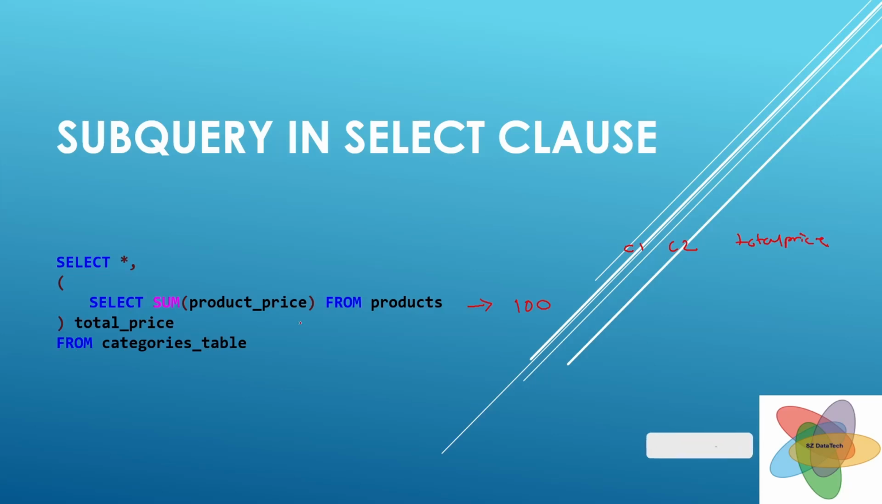If there are 10 categories, then we may get those categories like this, with their names C1, C2, C3. Now we have 100 as a single value, so this single value would be provided to each row. The same value would be provided. So this is how this subquery works under the select clause. Sometimes we require this type of statement to do some further activities on this result.